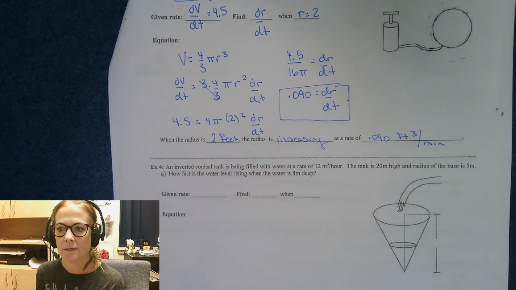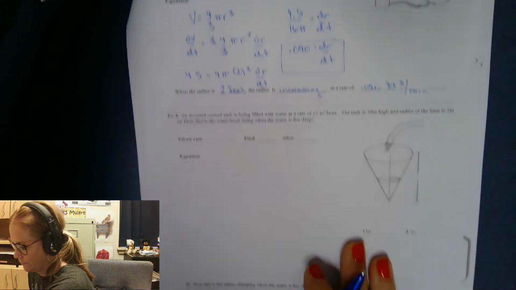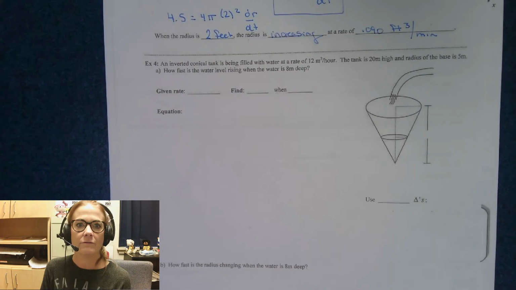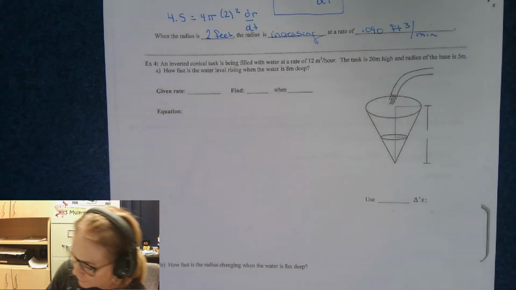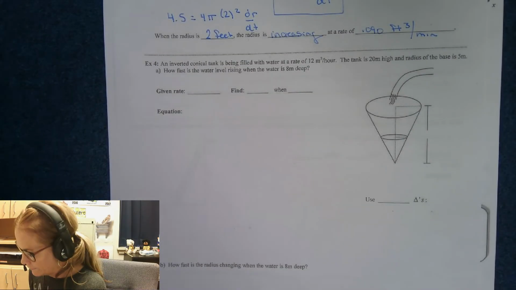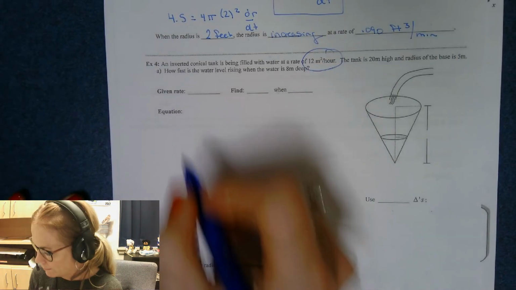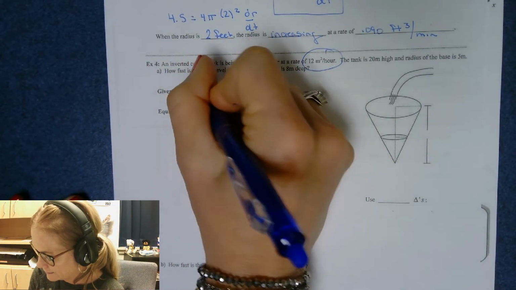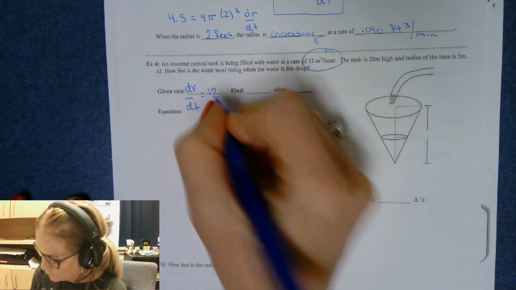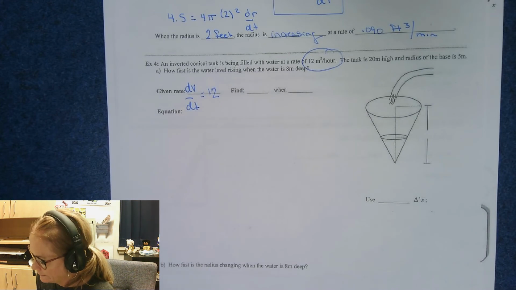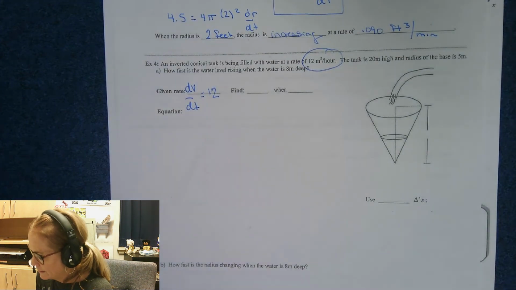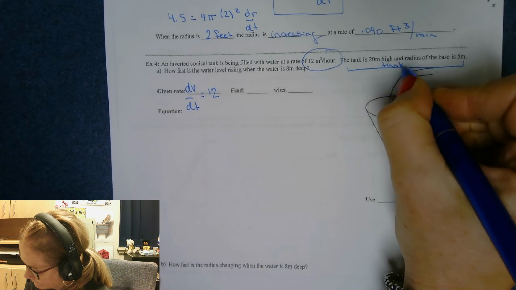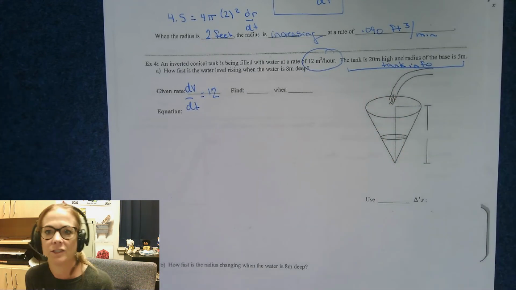That all makes sense. Okay, last one here for part one of related rates, the first 2 pages of related rates. An inverted conical tank is being filled with water at a rate of 12 cubic meters per hour. Okay, so that's our dV/dt. Let your units tell you what you've been given: 12. The tank is 20 meters high and the radius of the base is 5 meters. So this is just tank info.